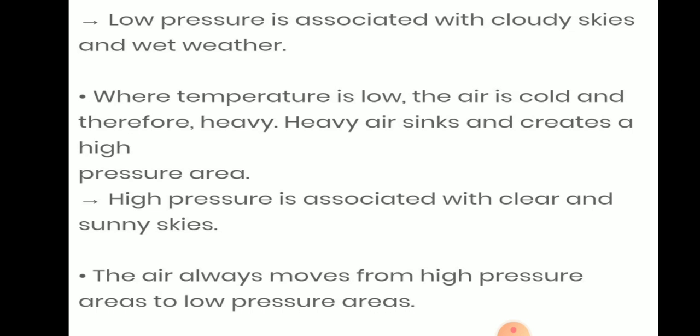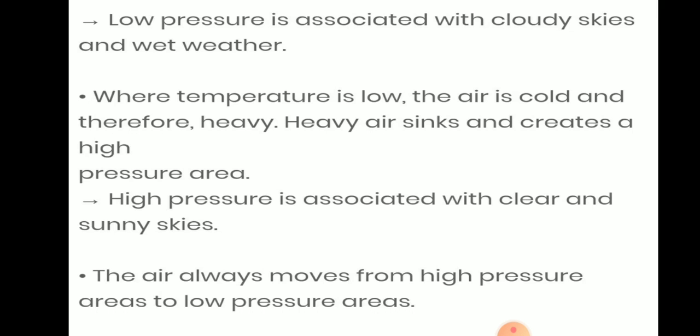The air always moves from high pressure areas to low pressure areas. We have movement of air because of these two, high pressure and low pressure areas. If there were no high pressure and low pressure, then there wouldn't be movement of the air and we wouldn't experience wind. We have movement of the air from high pressure to low pressure area. That's why we have wind.